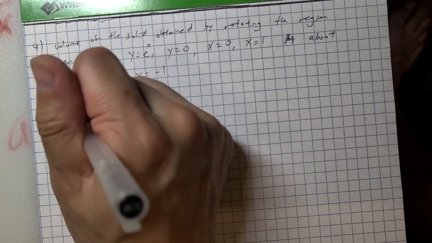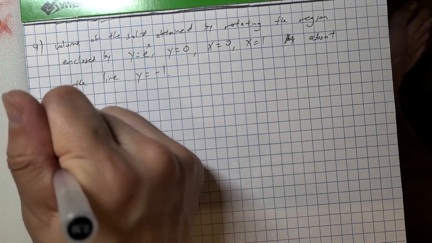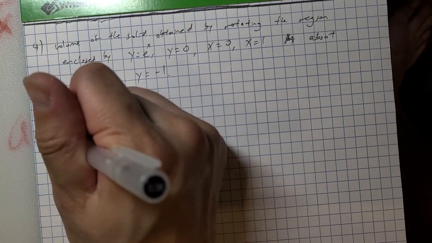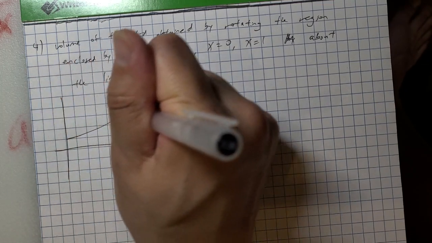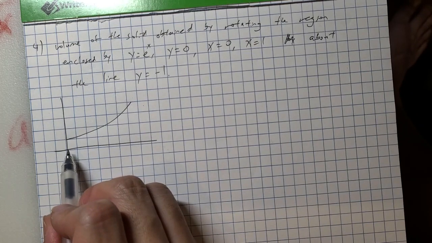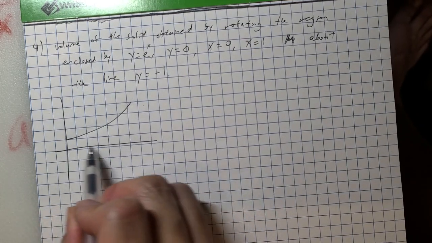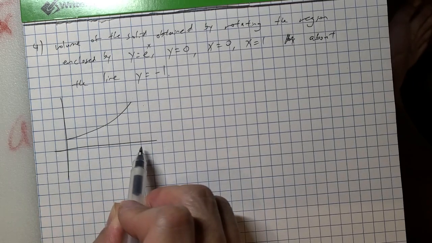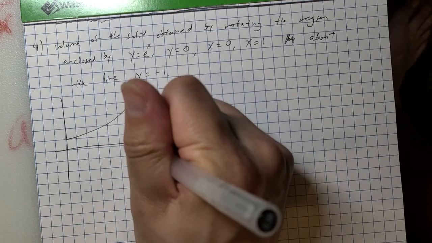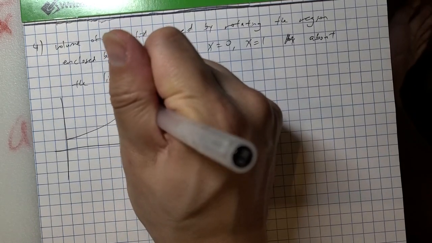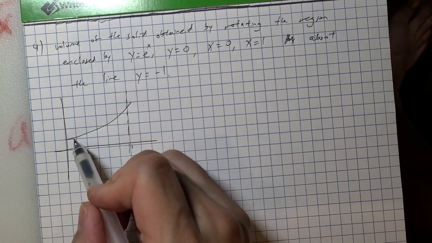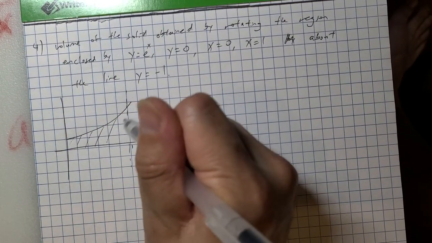Okay, so as always, let's sketch our region. E to the x, how does that look like? That looks like this. Y is equal to 0, that is the x-axis. X is equal to 0, that's the y-axis. X is equal to 1, let's say this is 1, that will be up to here. So we're interested in this region right here.